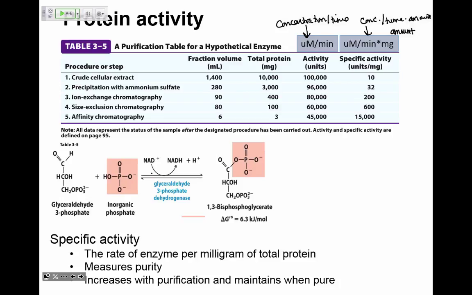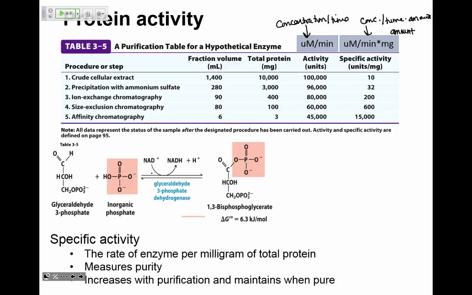Units per milligram, all right? And the milligram is here. So if you divide 45,000 by 3, you should get 15,000. So your specific activity, your activity specific for your enzyme of interest, should always be increasing with purification steps. Always. That's one way for you to assess that you're purifying the right protein. Your specific activity should always increase with each successive protein purification step.